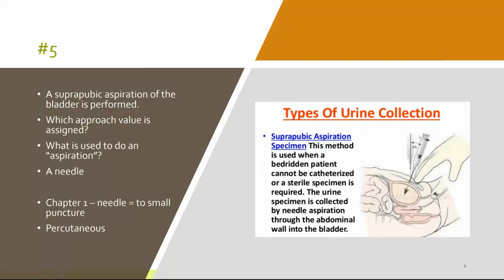Number 5, a suprapubic aspiration of the bladder is performed. Which approach value is assigned? So you do have to understand what that procedure means. We have the word aspiration. Again, if you Google, I use Google search a lot, you could also use Bing, your favorite search engine, whatever that may be. If you search suprapubic aspiration, you will find out that this is a way to get a sterile urine specimen. They go in through the lower abdominal area and they aspirate with a needle a specimen of urine.